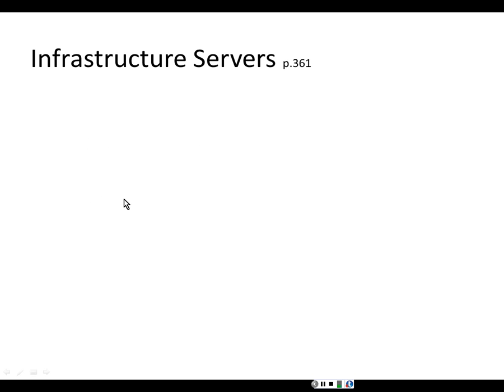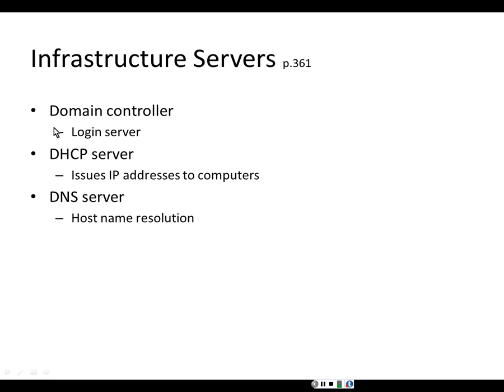Now let's turn to page 361 and discuss infrastructure servers. Three types of infrastructure servers include domain controller, DHCP server, and DNS server. Well, you already know what a domain controller is. It's just another word for a login server. And you also know that a DHCP server is a server which issues IP addresses to workstations so you don't have to walk around and manually issue the IP addresses.